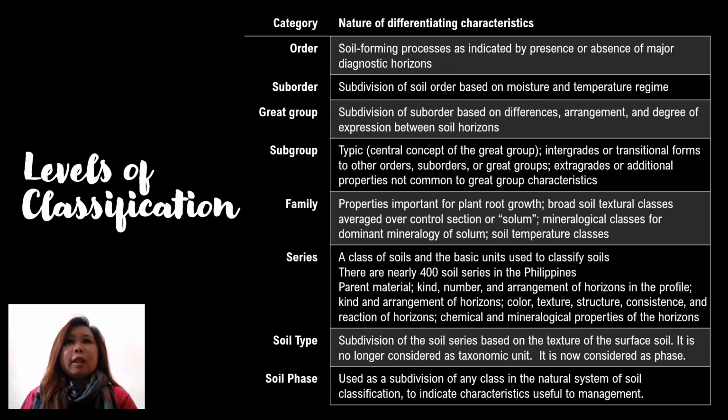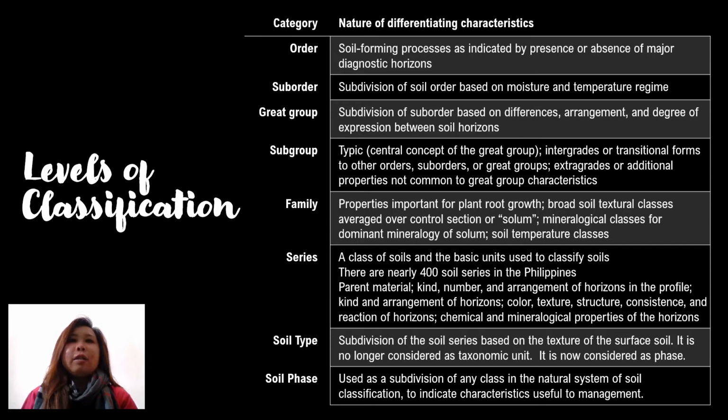And soil forming processes, as indicated by the presence or absence of major diagnostic horizons, are the basis of characterizing the 12 different soil orders. Later on, as we proceed in this discussion, we will discuss one by one all those 12 soil orders. While suborder is the subdivision of soil order based on moisture and temperature regime. So later on, we will also discuss the different suborders under the 12 soil orders.